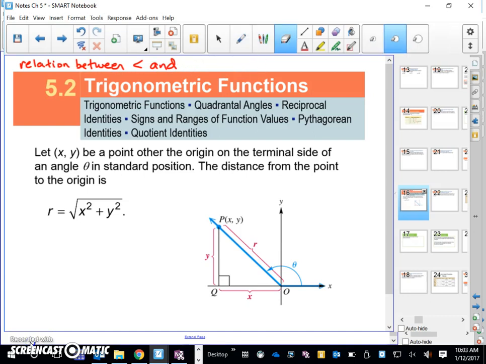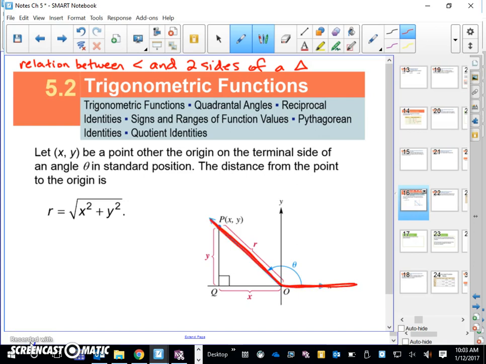Say between an angle and two sides. When we're talking about a trig function, there are 6 of them. We're talking about the relationship between an angle and two sides of the triangle. So they're defining where the angle is. You can see in this picture they've drawn this angle.